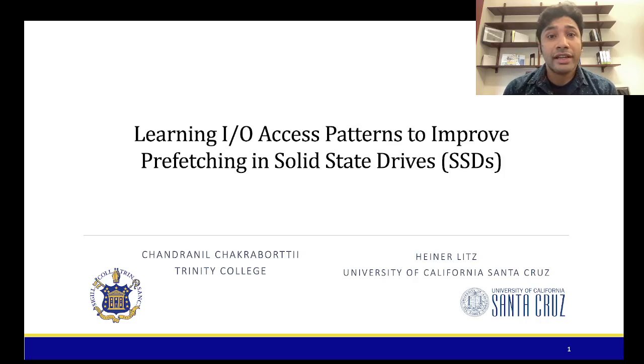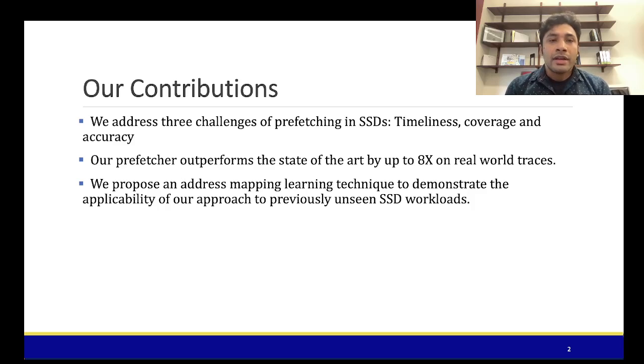My name is Chandranil and today I'm going to talk about learning IO-access patterns to improve prefetching in solid-state drives. The paper was co-authored by my research advisor, Heiner Litz. Prefetching is the process of preloading data from a slower storage device to a faster memory. It can be implemented either in the operating system or within the storage system controller itself.